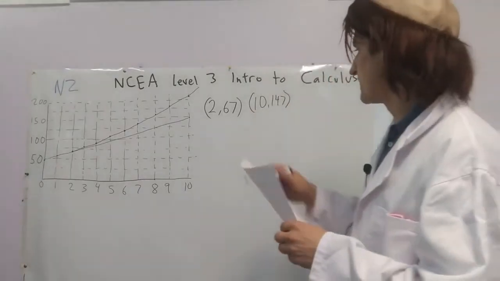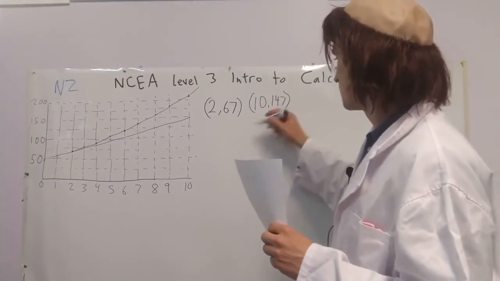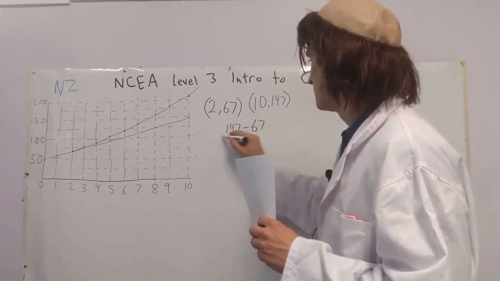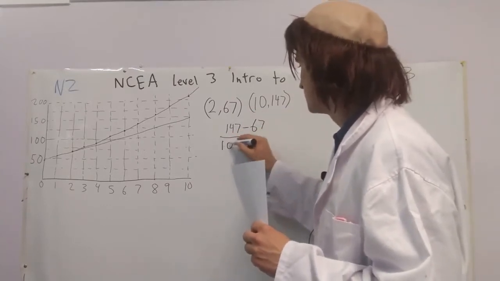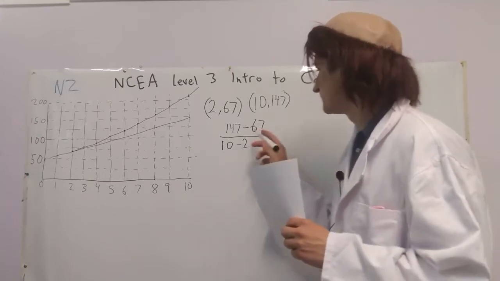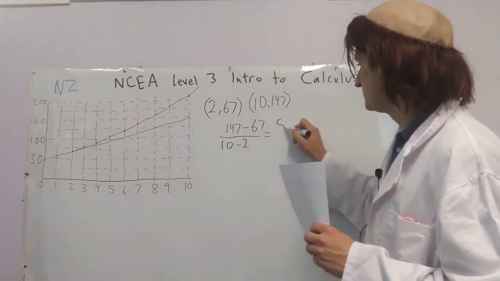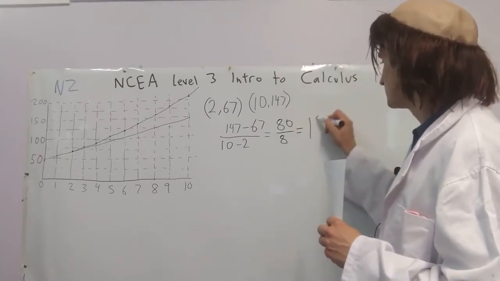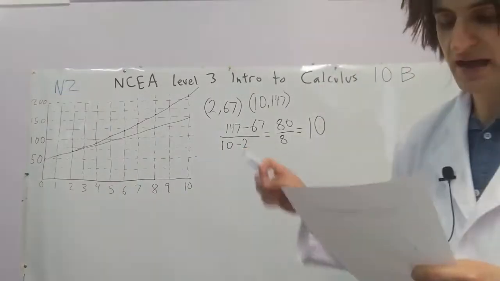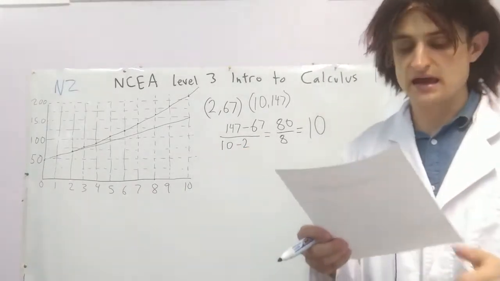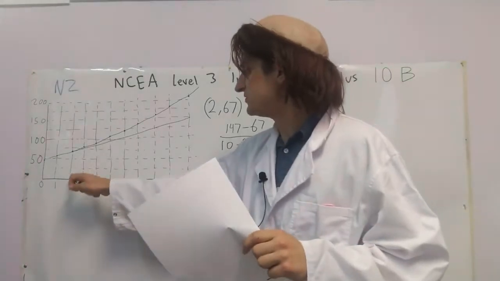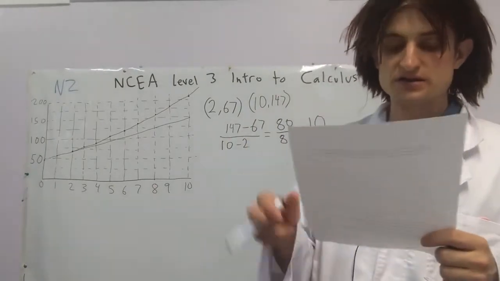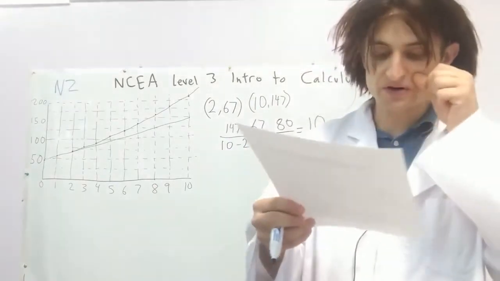So now we have to find the slope. Let's go 147 minus 67 divided by 10 minus 2. This equals 80 over 8, which equals 10. And the units of this 10, what it means is that in the year 2002, the population of goats is growing by approximately 10 goats per year.